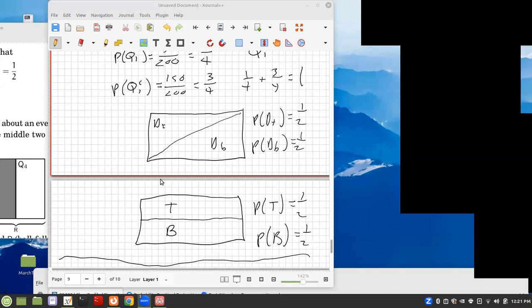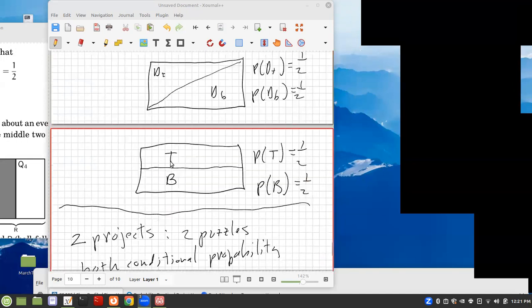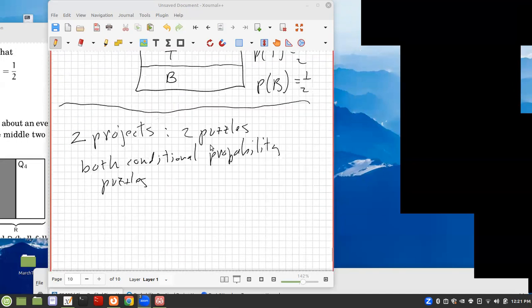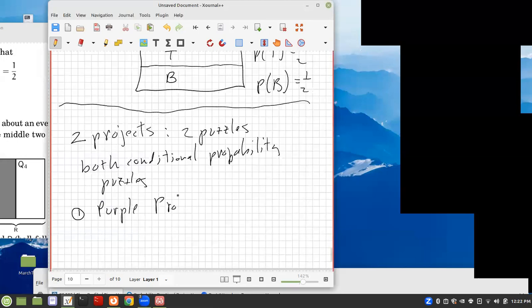So we have these different events, and next week we're going to look at the connections between the events. At the end of the chapter, there are 2 projects or puzzles dealing with conditional probability, and I want to describe those. The first one is the purple probability puzzle.